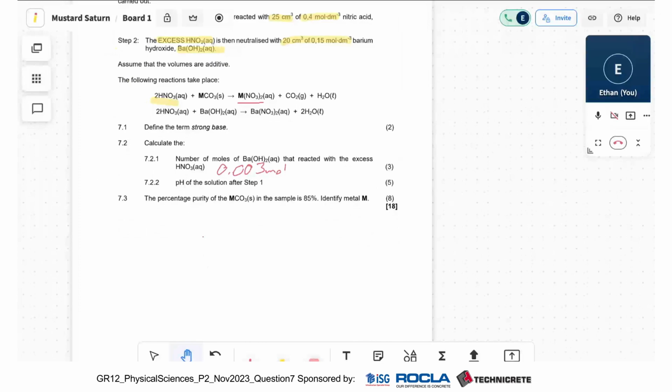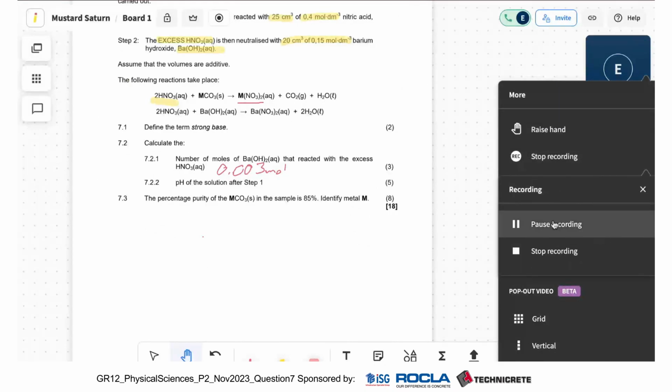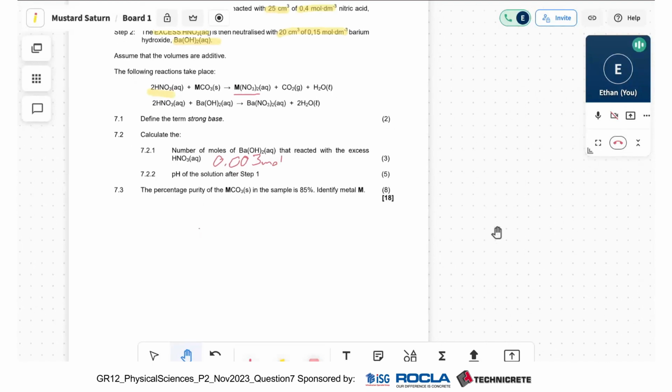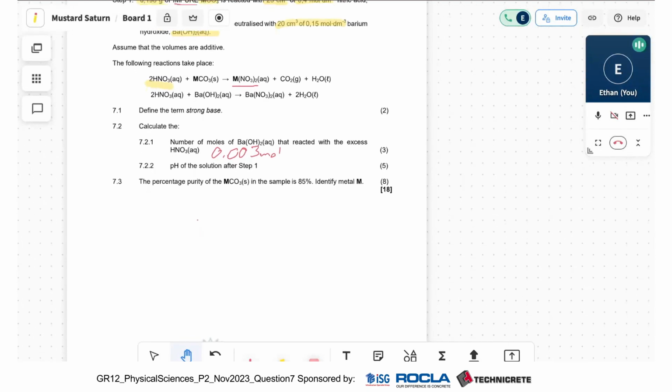Okay. Now, the second part is a bit more tricky. So they want us to find the pH of the solution after step 1. So another way of interpreting this question is basically it's asking how much HNO3 was left over after the reaction. That's basically how you need to interpret this question.